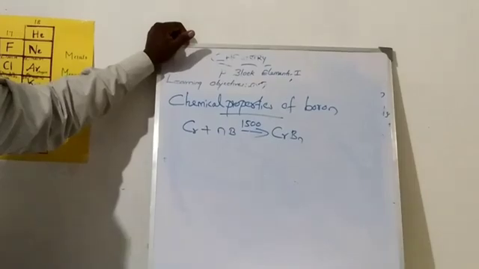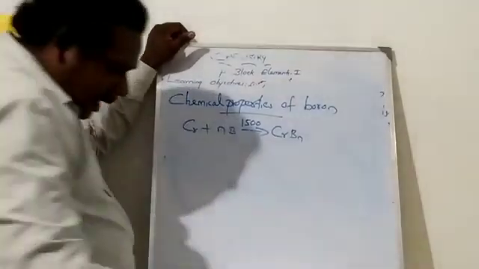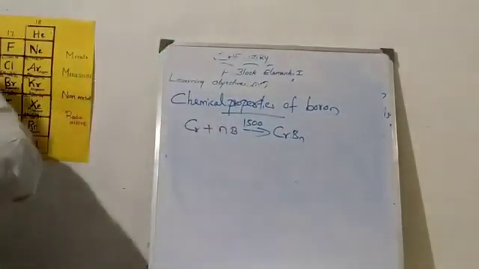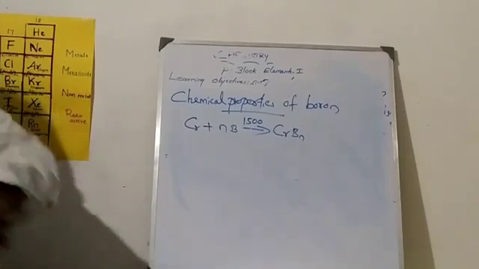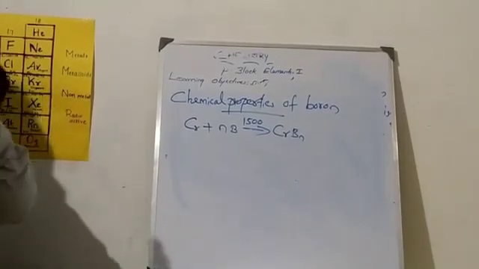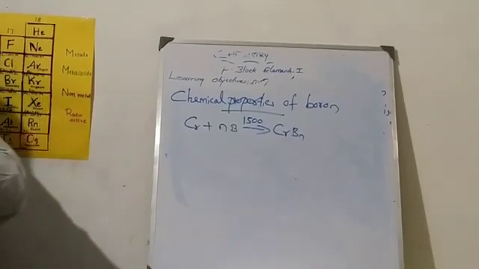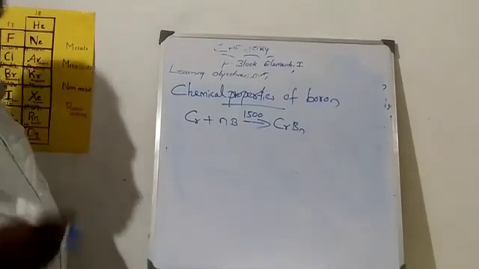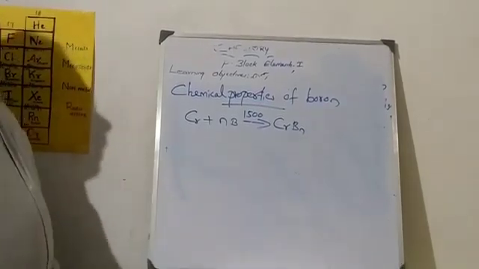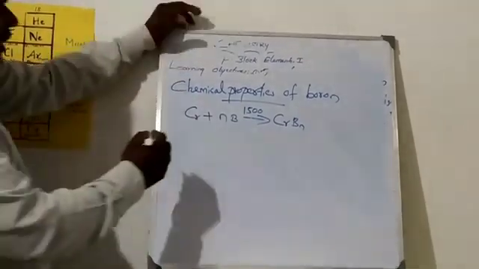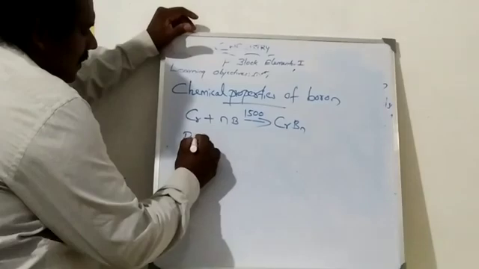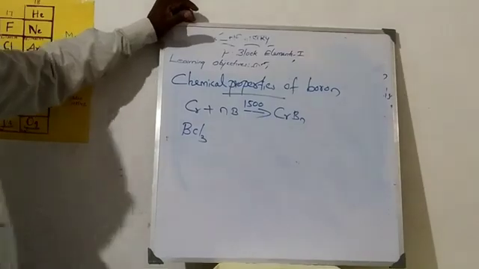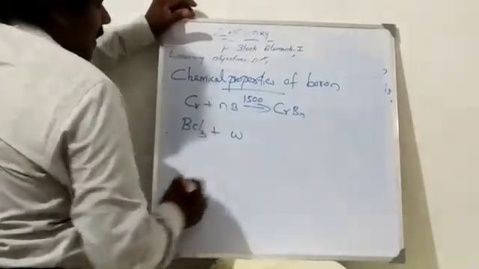Next one, the reduction of boron trihalide. We are taking boron trichloride. What's the formula for boron trichloride? BCl3. BCl3 reacts with a metal; we simply take one of the metals, W.